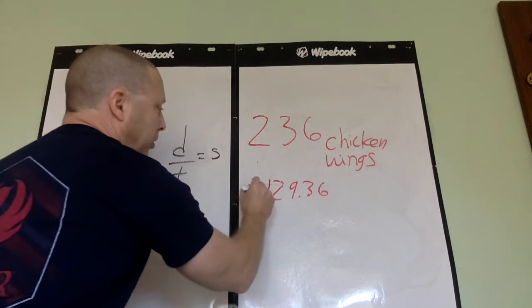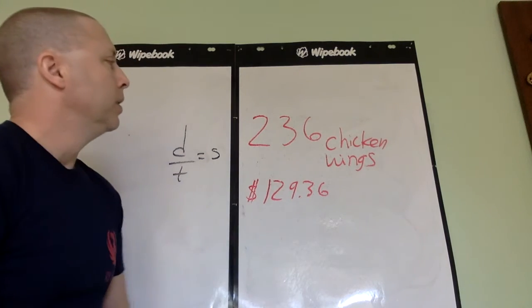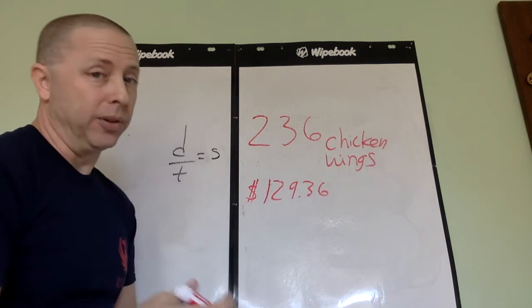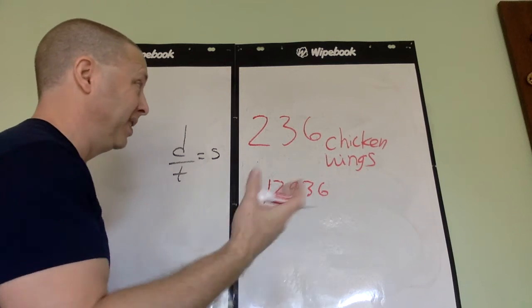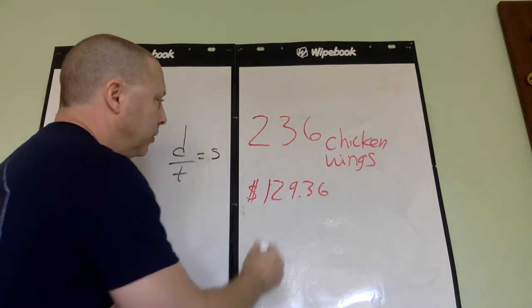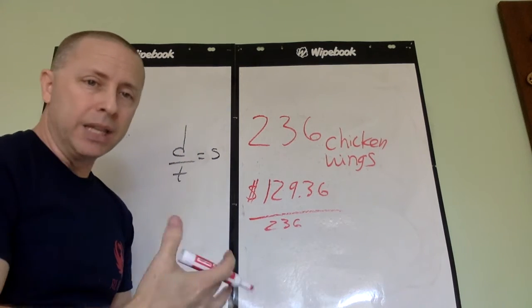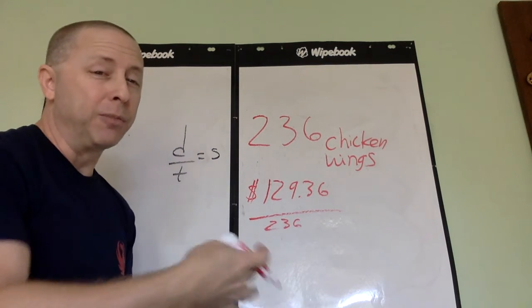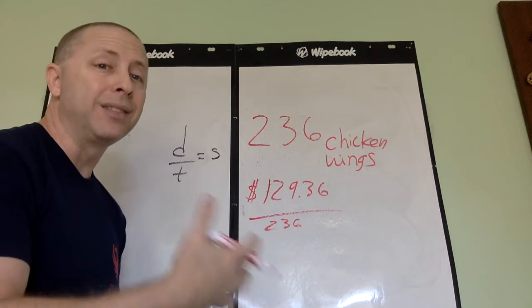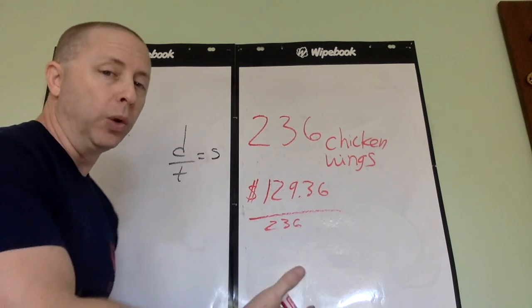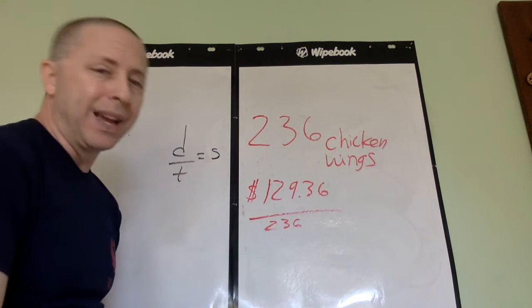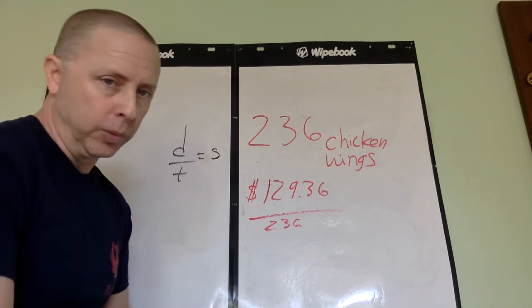Now, if this is dollars, okay, I'm going to take $129.36 and I'm going to divide it by 236. So, boonk, boonk, boonk. And then it's going to give me my individual price. That's going to be like the price per wing. So how many dollars or how many cents it's going to cost per chicken wing based upon what I spent to buy those 236 chicken wings.